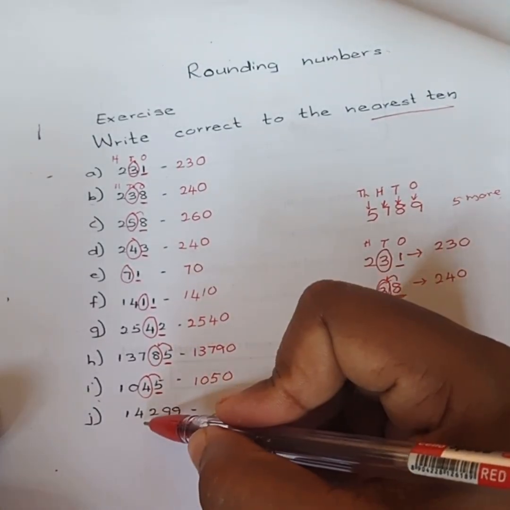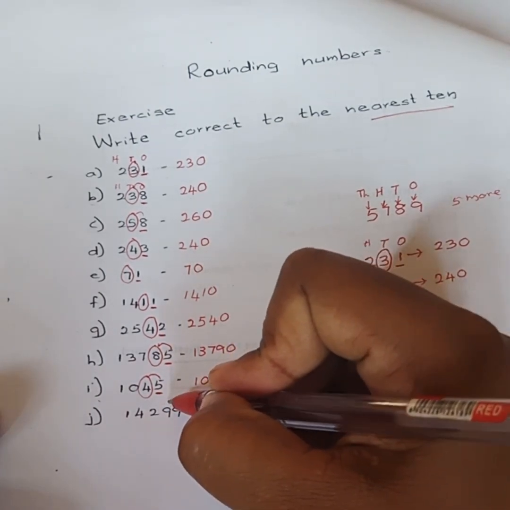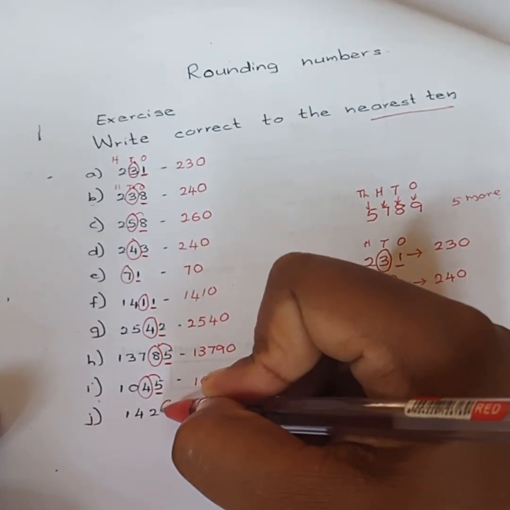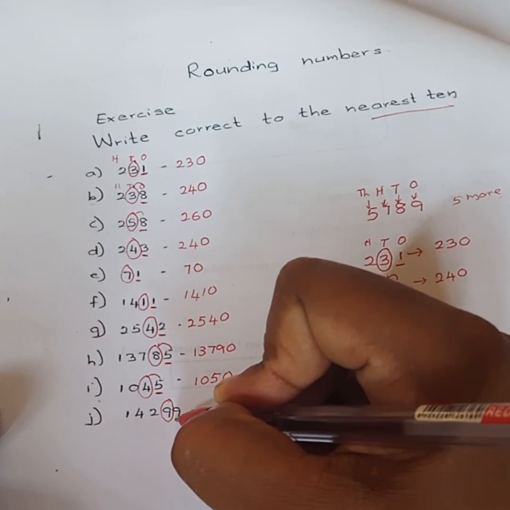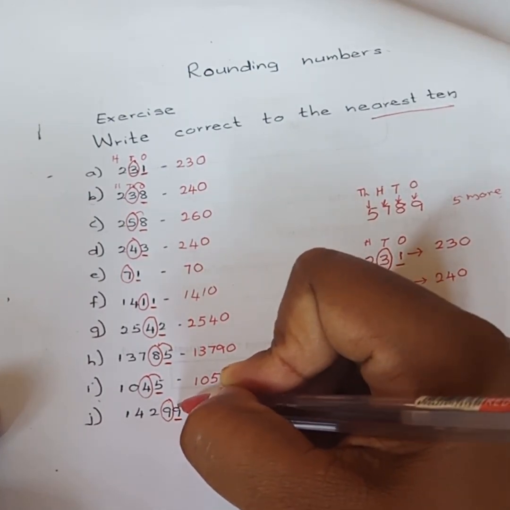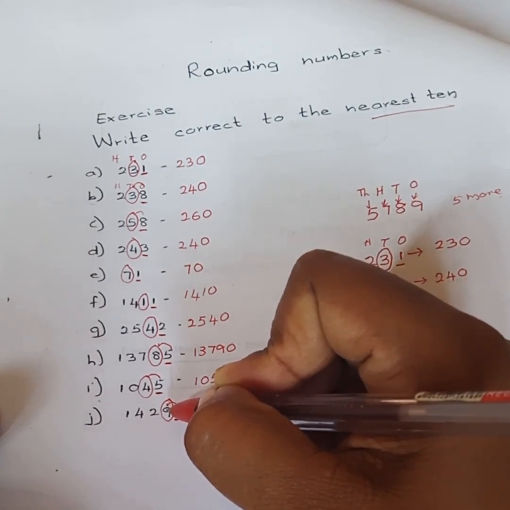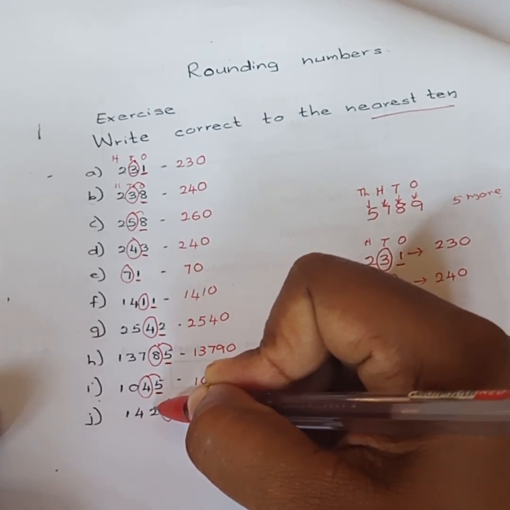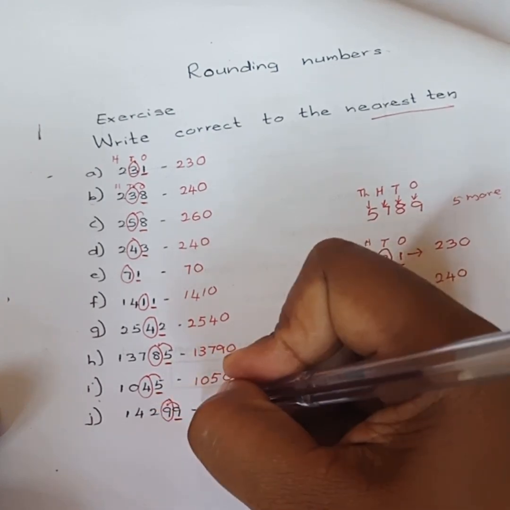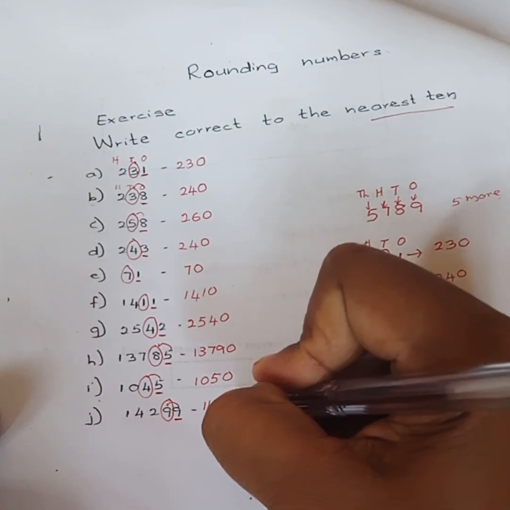Last one, 14,299. The tens value is 9. You have to consider the ones value 9. It's more than 5. When you add 1, the answer will become 10. And here the 100 value becomes 3. Then the answer is 14,300.